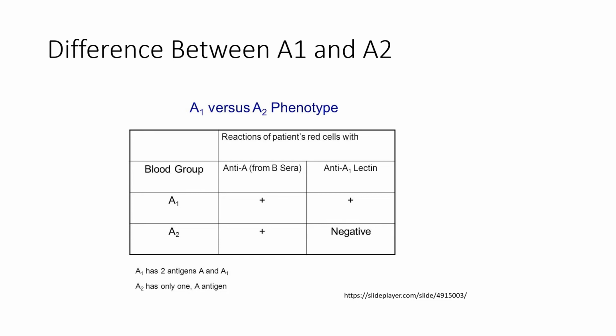To differentiate an A1 from an A2, we're going to use an anti-A reagent and an anti-A1 lectin that will react only with one type. So both A1 and A2 will react with anti-A that we normally use for typing, but if we use anti-A1 lectin, it will react only with A1 cells, but it will be negative for A2 cells.